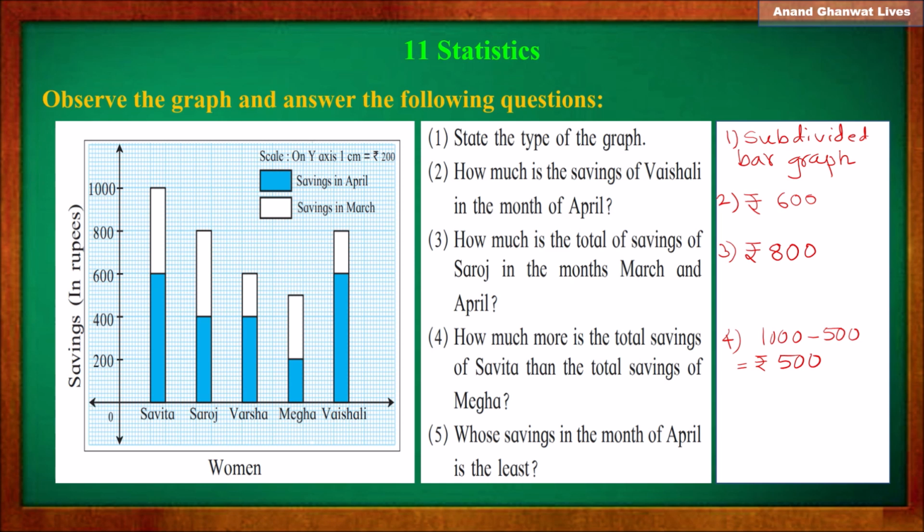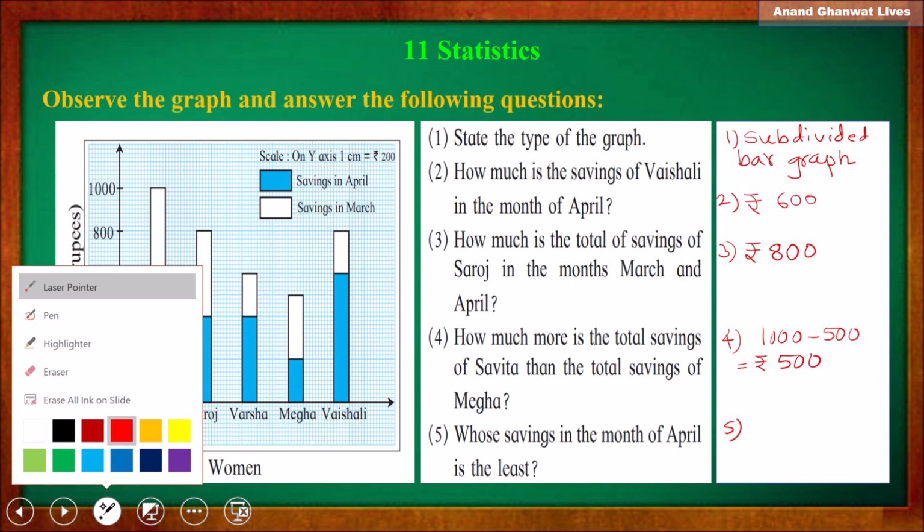And now fifth question is here. Whose saving in month April is the least? Now compare the saving of each woman in April. So here 600, 400, 400, 200 and 600. So whose saving is least? That is Megha. Megha's saving is least here. So answer is Megha. Saving of Megha is least in April.